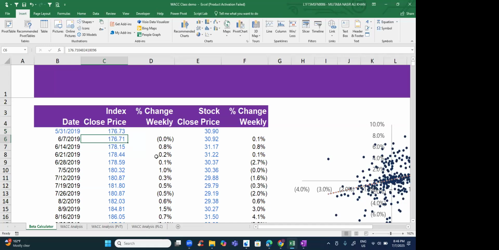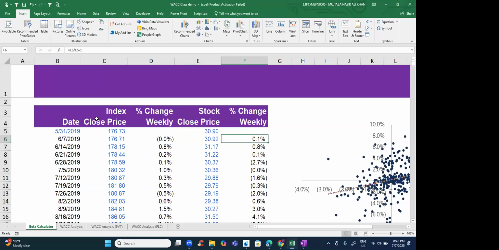You will take the index movement. You will take the change of the index price. How, sir? Closing divided by opening minus 1, or closing minus opening divided by opening. You can also do this. Same for stock price movement and change.